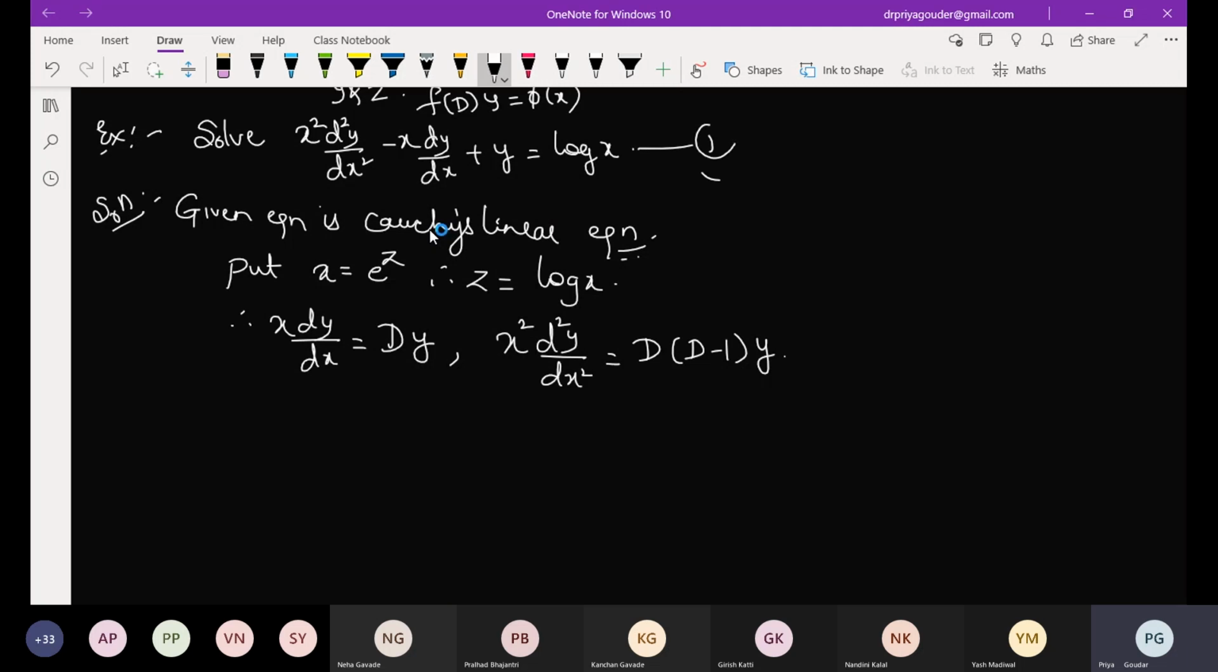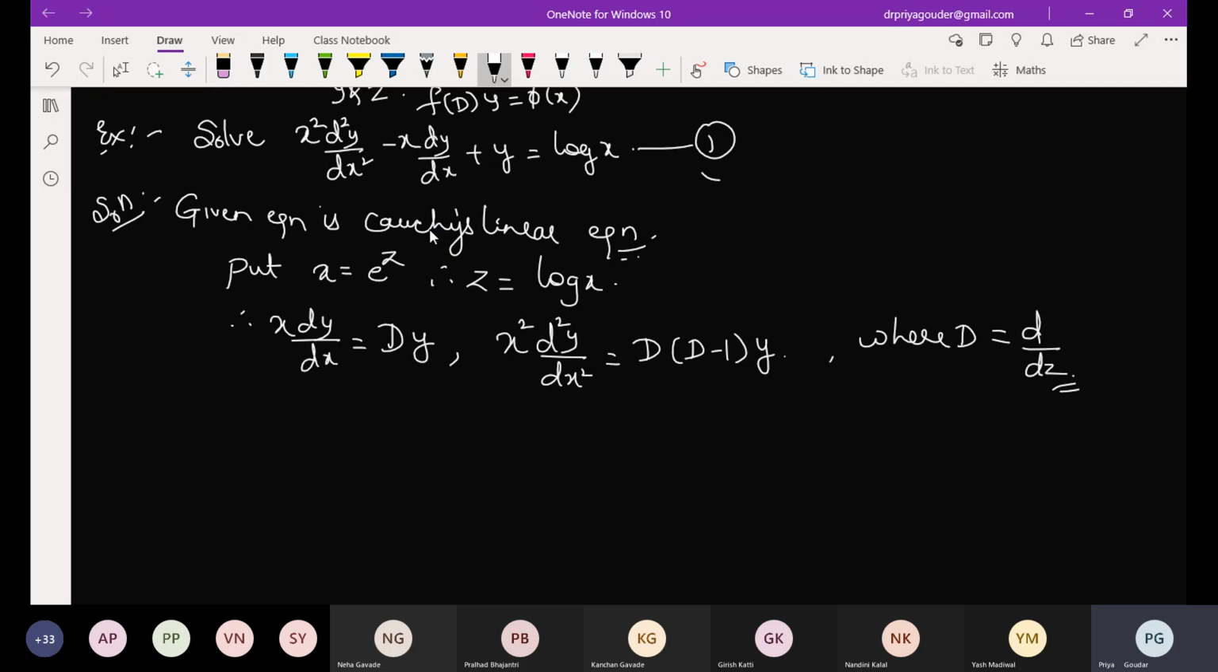And one more thing, take this as equation 1. Actually, you should write it again and take it as 1. Now, one thing you do mention: what is capital D? This is an important thing. D is d by dz. So when you have y as a function of x, your answer of CF and PI is in terms of x. When it is d by dz, CF and PI should be in terms of z only. After that, we convert in terms of x.